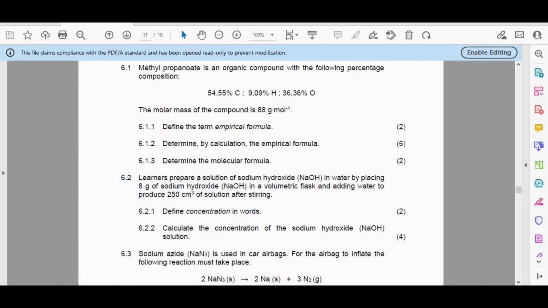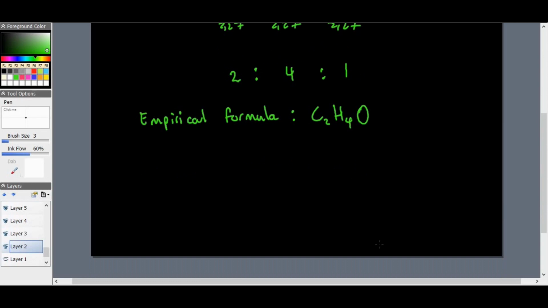6.1.3, which was determine the molecular formula. Well, that's very easy. We have to take the ratio of our molar masses. We were told that the molar mass of the molecular formula compound is 88 grams per mole. So we take the ratio, and we say that is equal to the molar mass of the compound, all divided by the molar mass of the empirical formula.